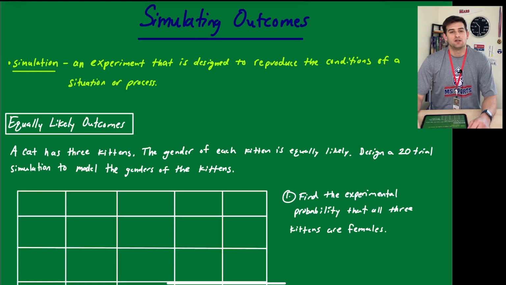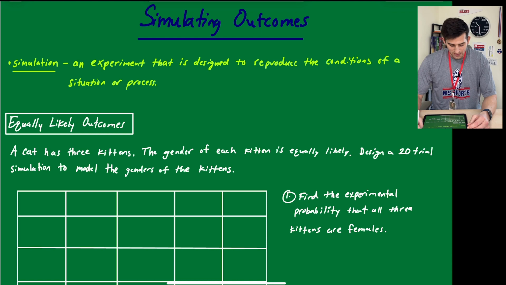Hello everyone, in this video we're going to talk about simulating outcomes. So what is a simulation and how can we use it to find the probability of something happening? Well, a simulation is just an experiment that is designed to reproduce the conditions of a situation or a process. So it's something where we want to conduct an experiment that is feasible for us to do, and it's going to give us insight into something that would be non-feasible to do, right?